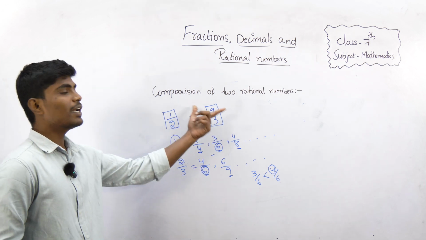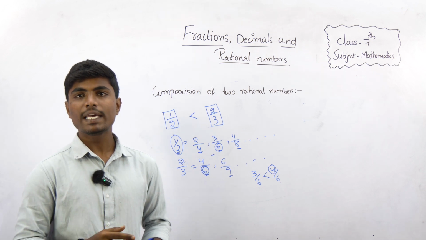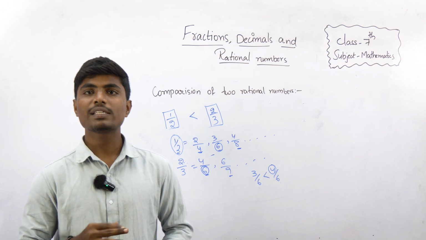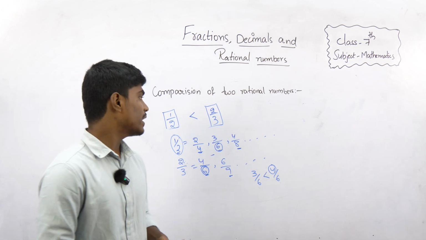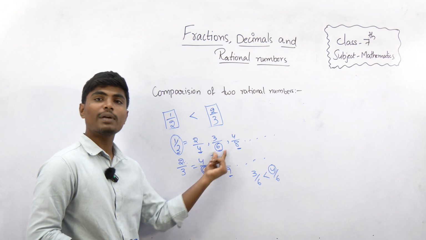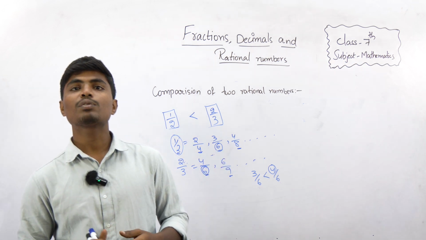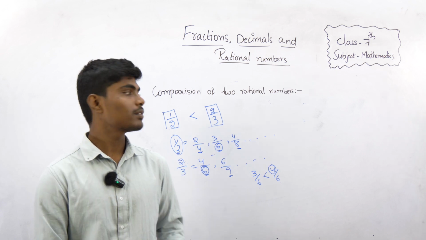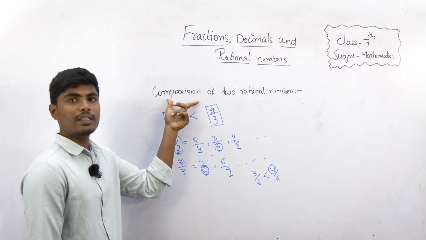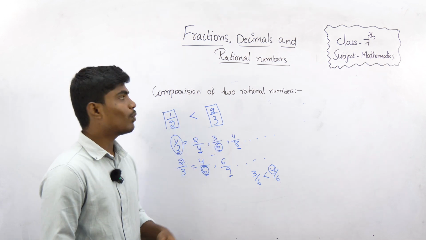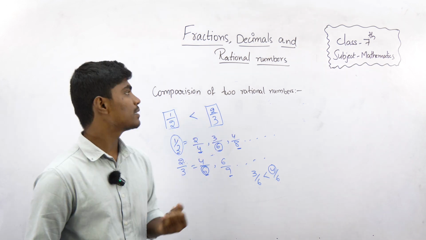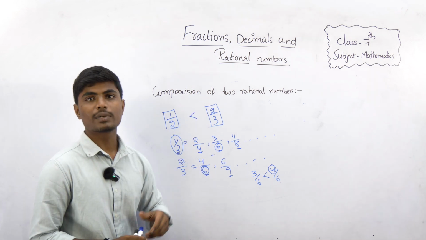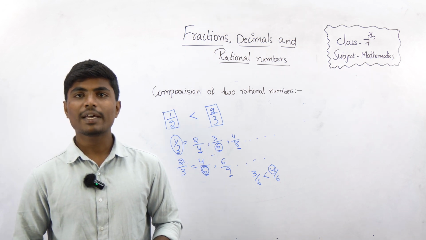See how to compare two rational numbers? First, we have to write the equivalent rational numbers to the given numbers, and we have to check for the same denominator. And if the denominator is the same, then we have to check the numerators. The greater numerator will be the greater one. So by this, we can compare two rational numbers. What we have discussed: what are rational numbers, what are equivalent rational numbers, and how to compare two rational numbers. Now let's move to the exercise.